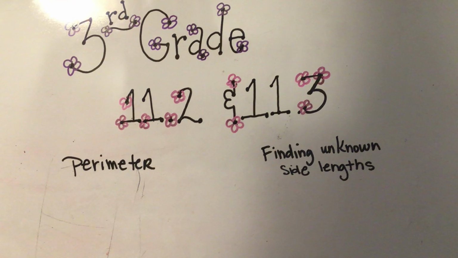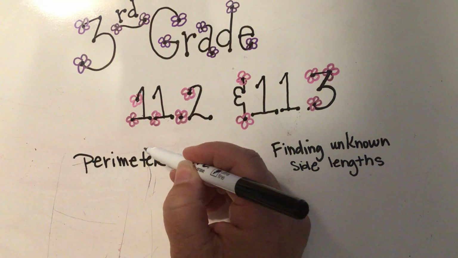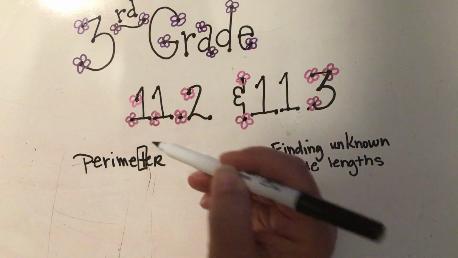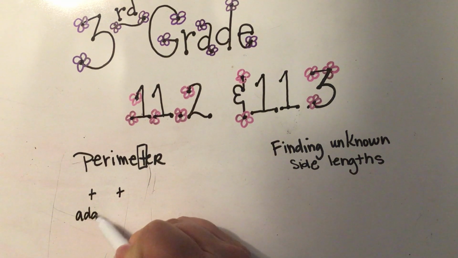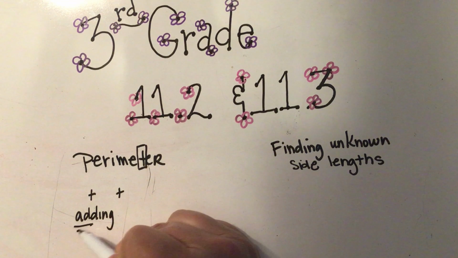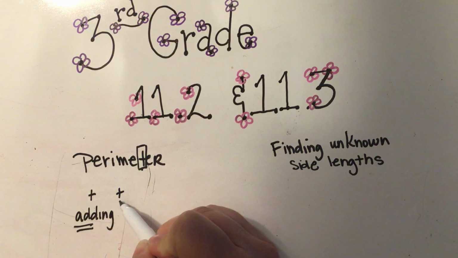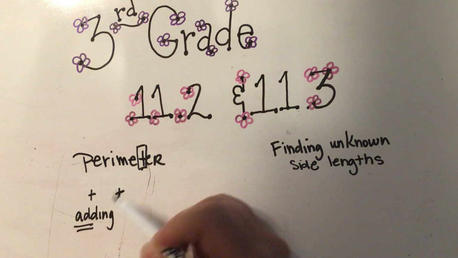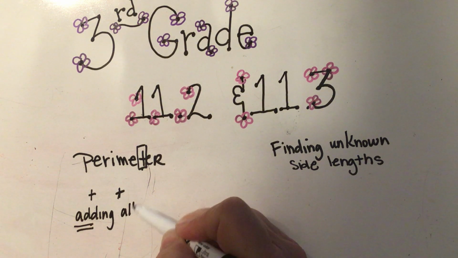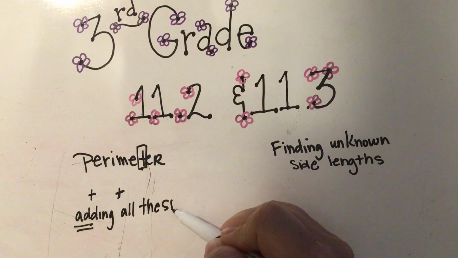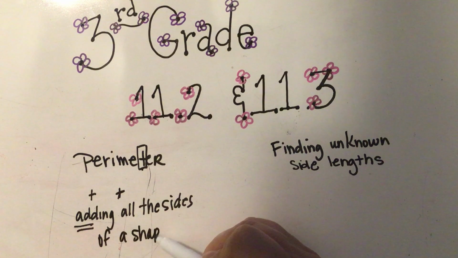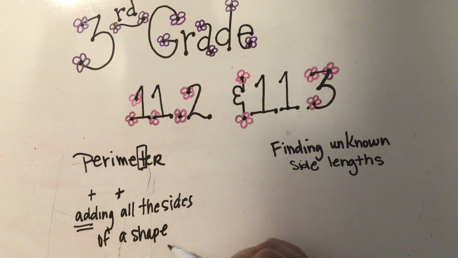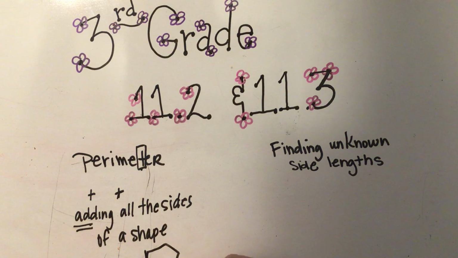Okay, so when we think of perimeter, remember I taught you the T looks like a plus sign, so we're just adding up all the sides of a shape. The T represents the plus sign, which means we're adding all the sides of a shape. So we just go around a shape, whatever the shape is.